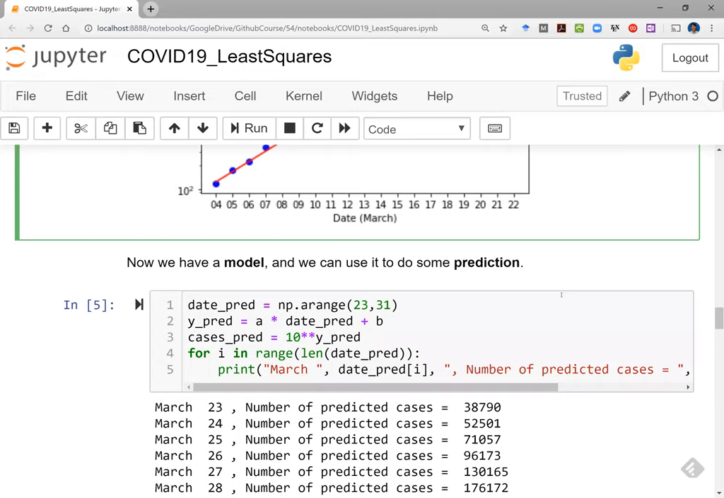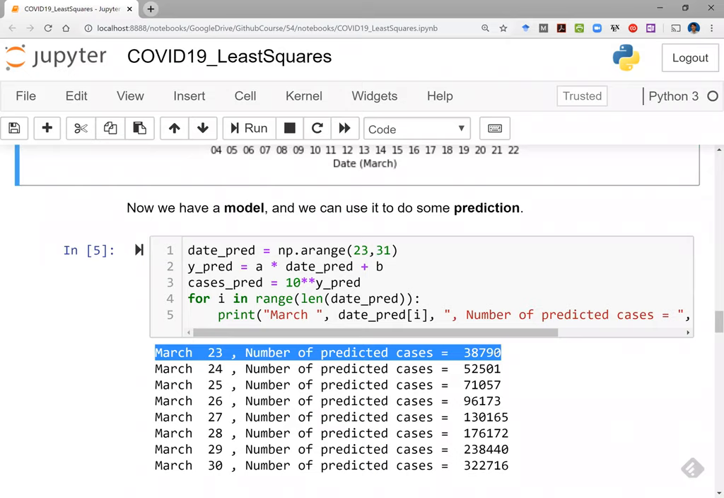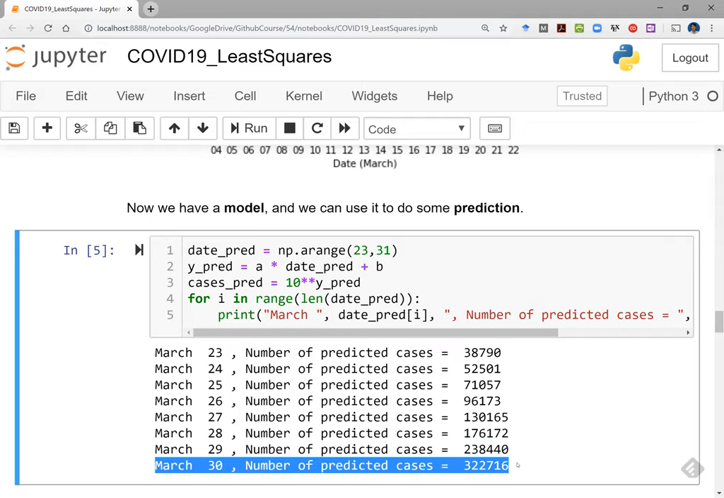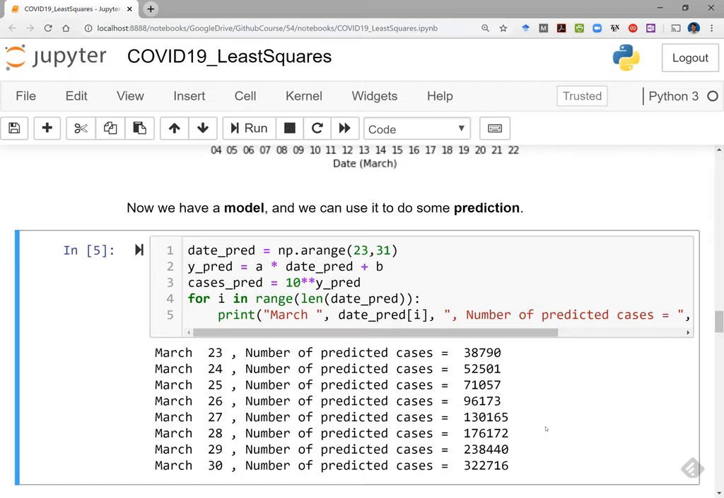So this is what I did. I go from March the 23rd to 30th, and I use this Ax equals b, and the number of cases predicted would be 10 to the power of this number. So March the 23rd was 38, and all the way to today, it's an incredibly large number, which is 300,000. If you have been following this, you know that this is quite an overestimation, and we're going to talk about that.